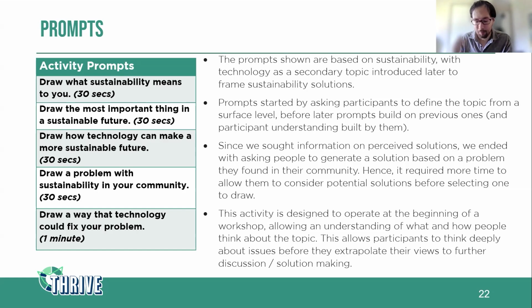Since the last prompt requires more time to allow them to consider potential solutions, we give them a minute instead of 30 seconds. We give the others 30 seconds because we want them to draw the first thing on their mind. This activity is designed to operate at the beginning of a workshop, allowing an understanding of what and how people think about the topic, although it can operate by itself if needed. This allows participants to think deeply about issues before they expand to further discussion or solution making.